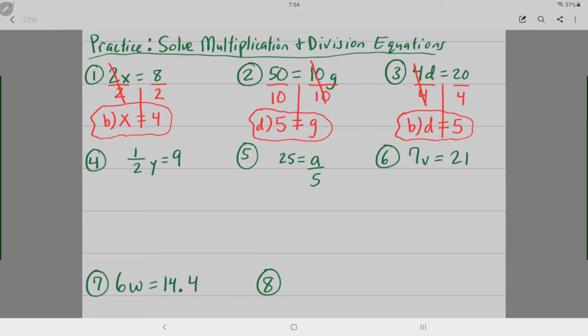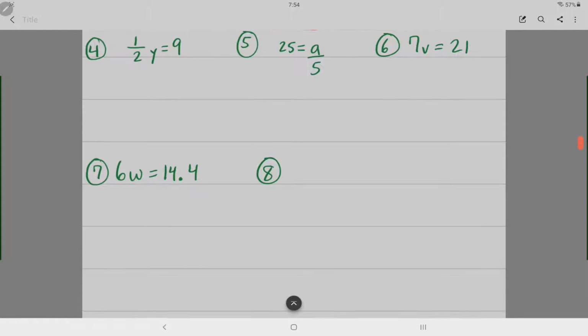Okay, let me just scroll down a little bit here so we get to the next few. Okay, so now we're down into some division problems. So this one says 1/2 y equals 9. So there are different ways I can solve this. Again, I can kind of see it as a multiplication problem. It says 1/2, which is the coefficient. 1/2 times y.